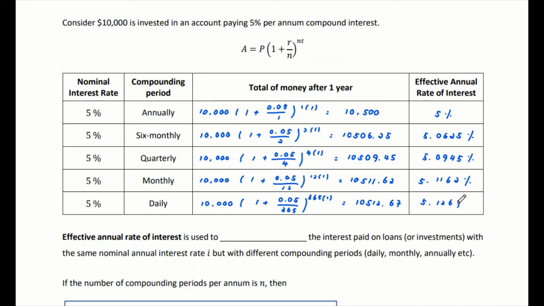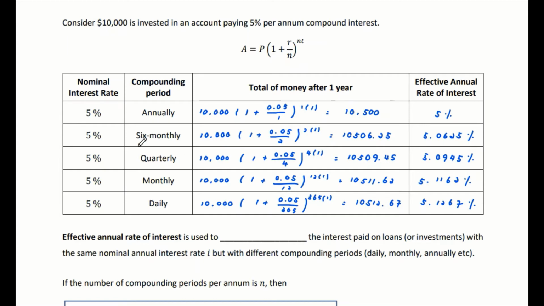Okay, so you can see that even though the nominal interest rate is the same, as the compounding period gets more frequent, the total amount of money that you have after a year is going to be increasing as well. So the money that you have is actually more than the 5% stated here. That's why this percentage is called the effective annual rate of interest. It is the actual rate of interest after you take into account the nominal interest rate and also the compounding period. Because when we talk about nominal interest rate, it's just a rate that is given without considering the compounding period part. So it's just an interest rate by name.